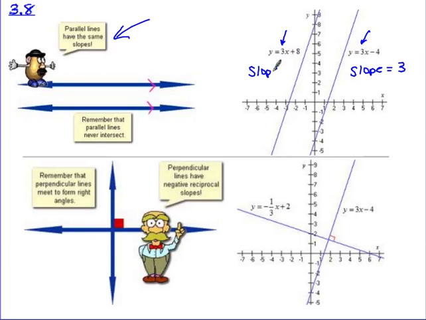So the slope in y equals mx plus b is the m part, the part in front of the x. Make sure that y is by itself.